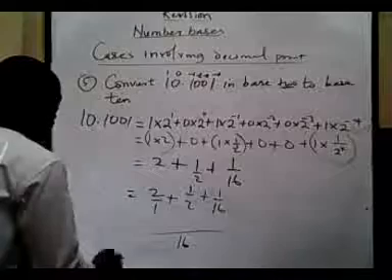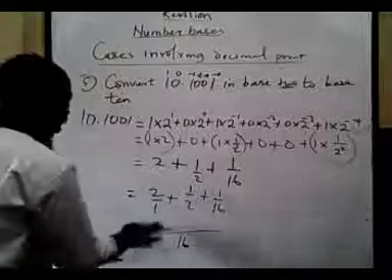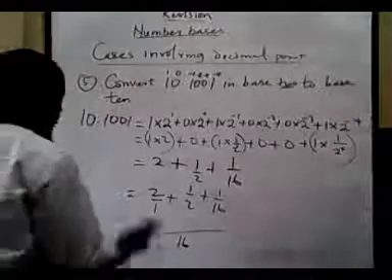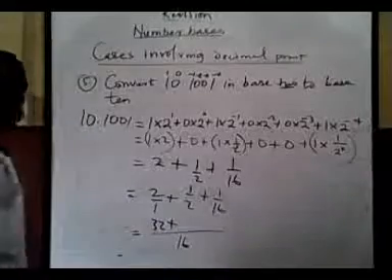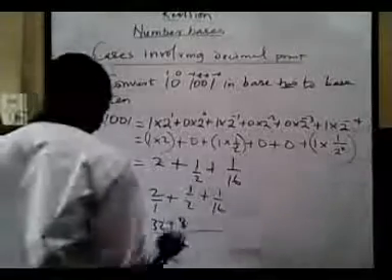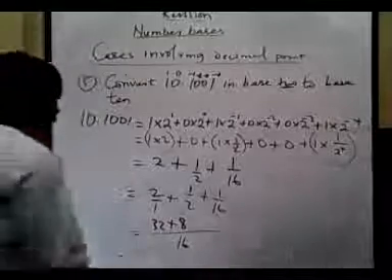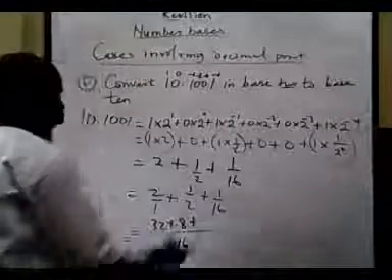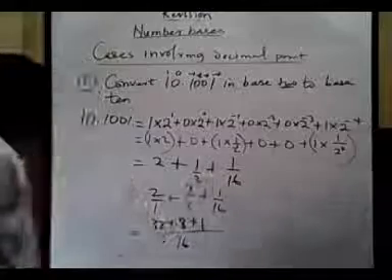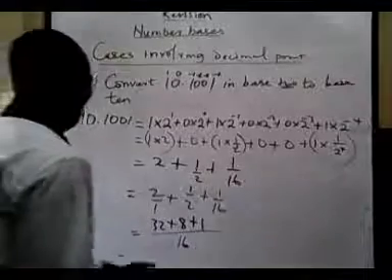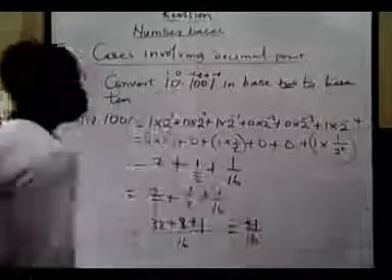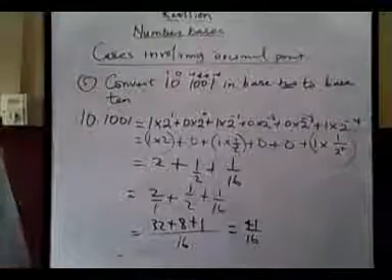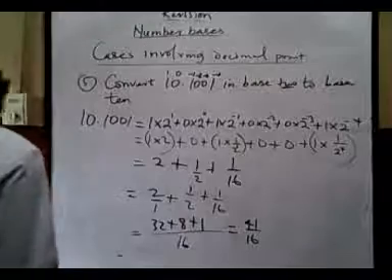Look for the LCM. 1 and 16 is 16, right? 16 times 2 is 32. 2 and 16 is 8, right? 8 times 1 is 8. And 16 and 16 is 1. 1 times 1 is 1. Okay, so I have 41 over 16.